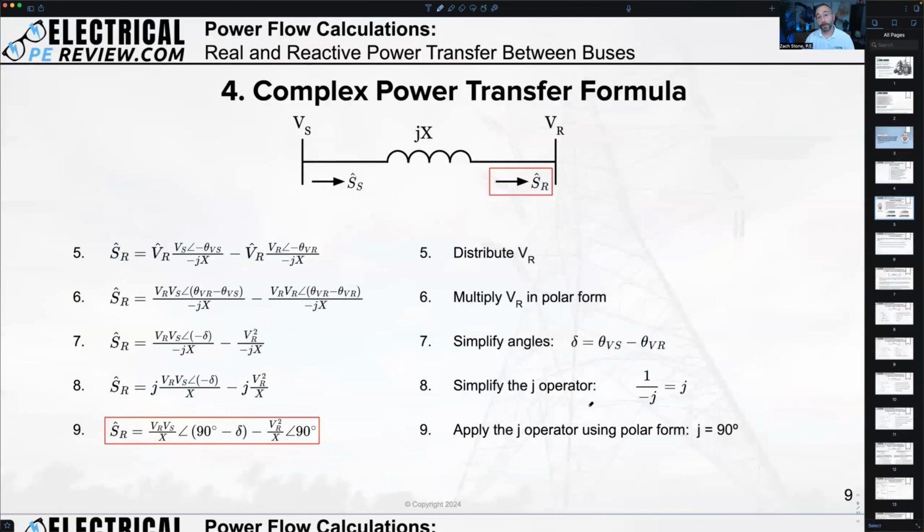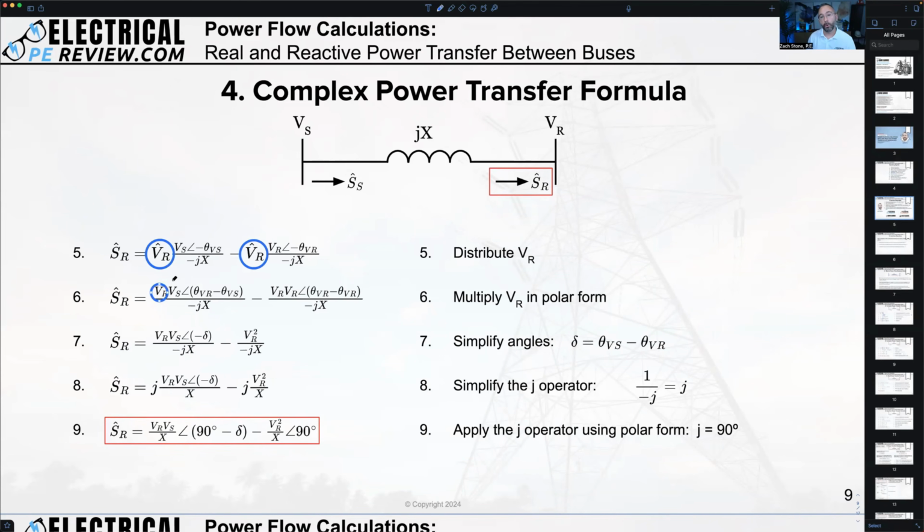I promise this will be painless, but it will really help us understand the different relationships that these variables play with power transfer. All right, line number 5, this is exactly where we left off in the previous page. Now, all we're going to do is multiply the receiving complex voltage in polar form. Again, polar form has a magnitude and an angle. So here's the magnitude of VR times the conjugate of Vs.